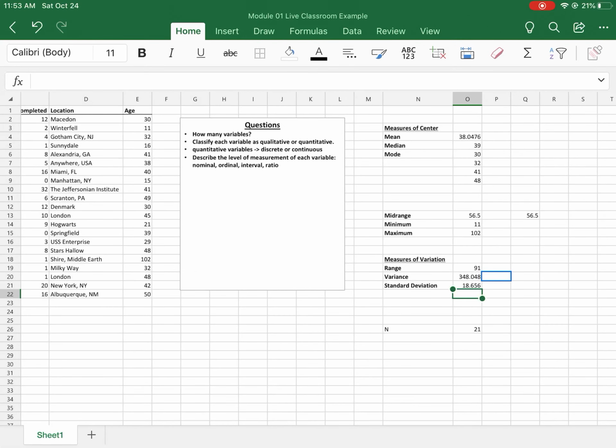Again, technically, when you go ahead and write your answer, I would label all these. So my mean is 38.05 years. Okay, the median is 39 years old. The mode is 30, 32, 41, and 48 years old. So make sure that when you write your answers, you do label it. And again, the variance would be years squared.